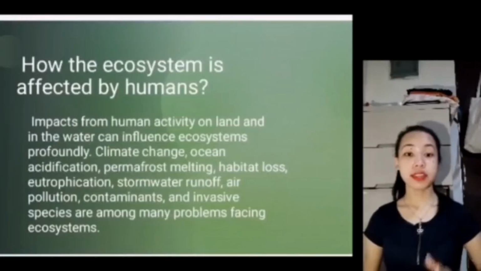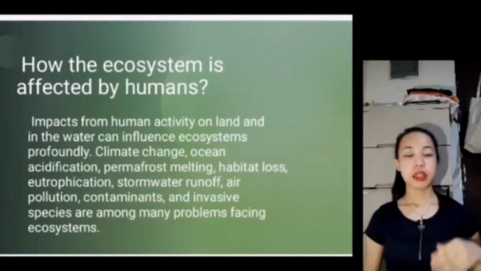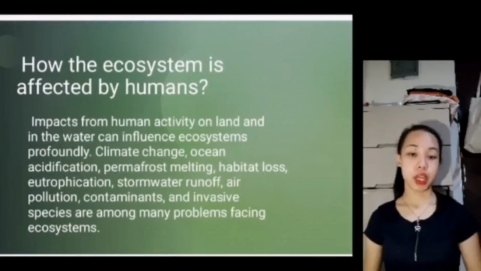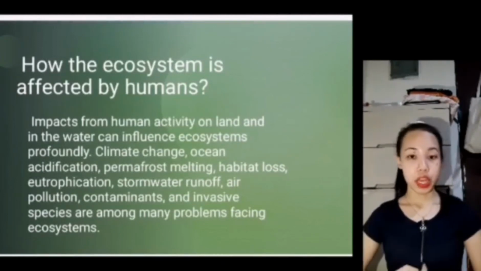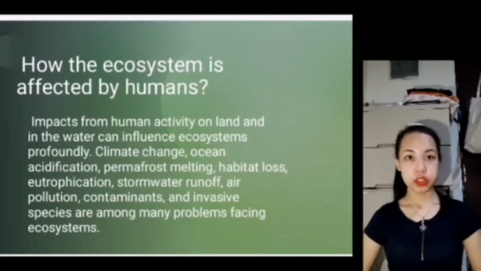Good day everyone, my name is Zaira Condo Domingo and now I will discuss how the ecosystem is affected by humans and the benefit of ecosystem in humans. So, how do humans destroy the ecosystem? Humans impact the physical environment in many ways. Overpopulation, pollution, burning fossil fuels, and deforestation.